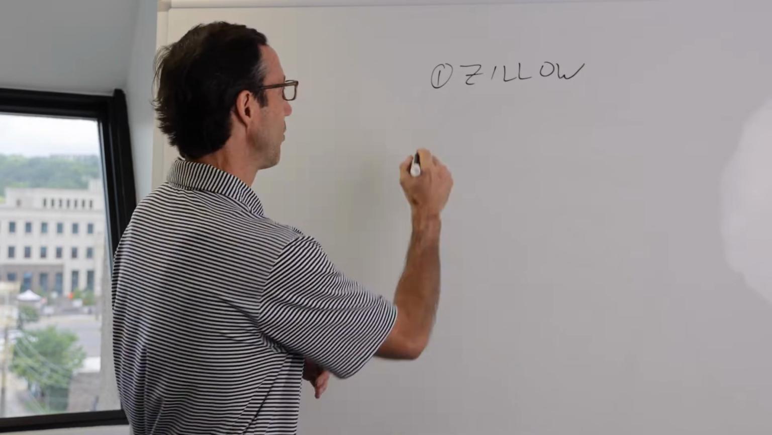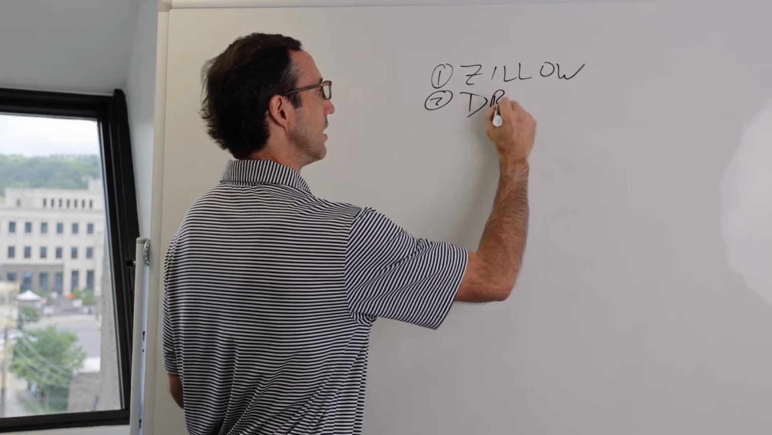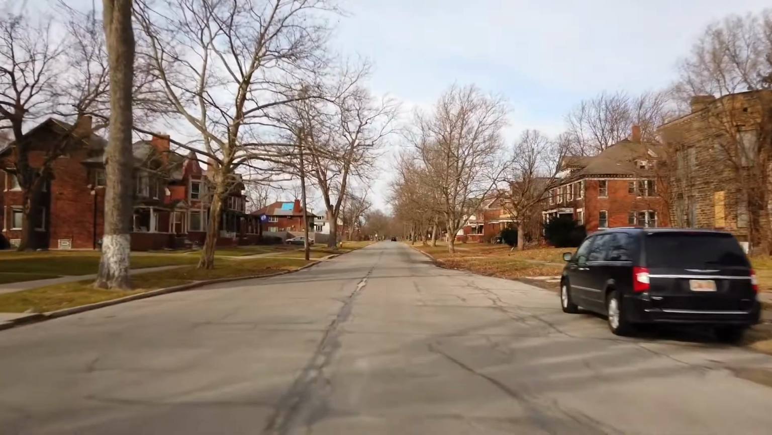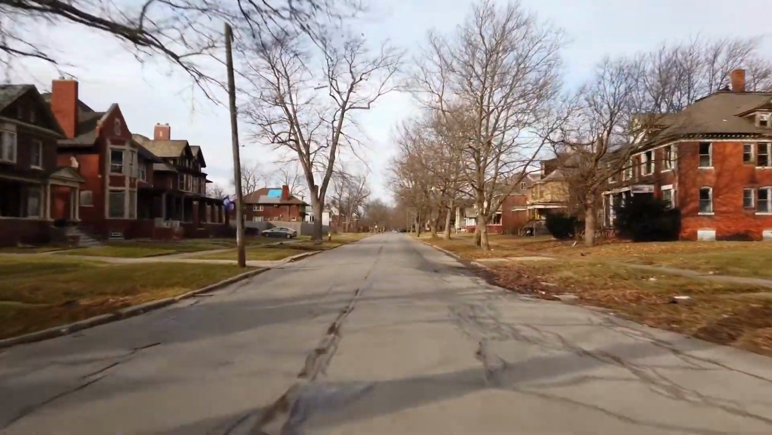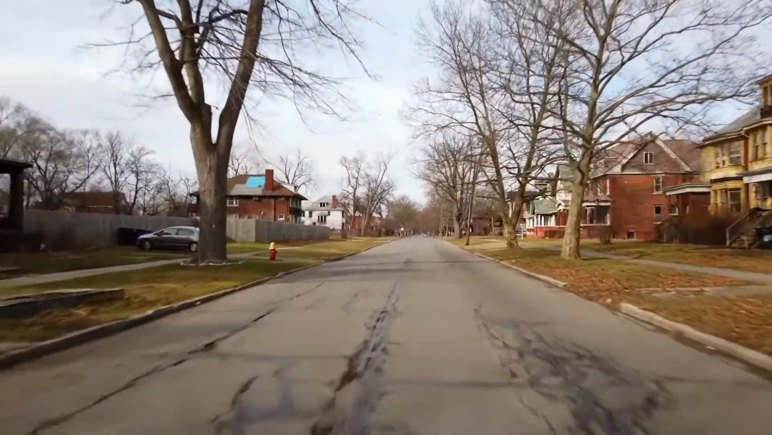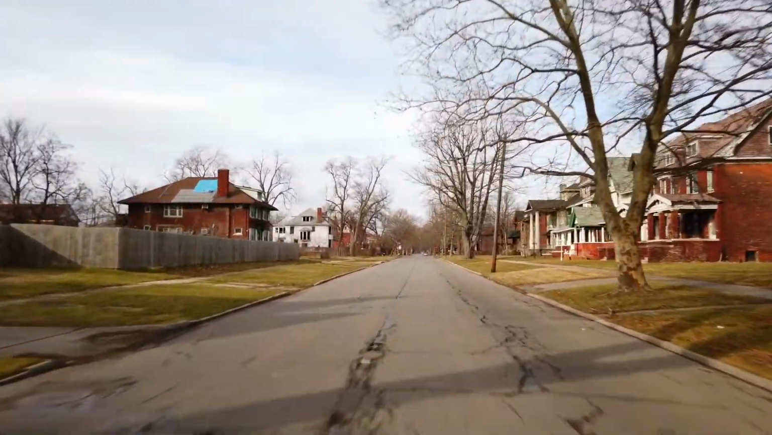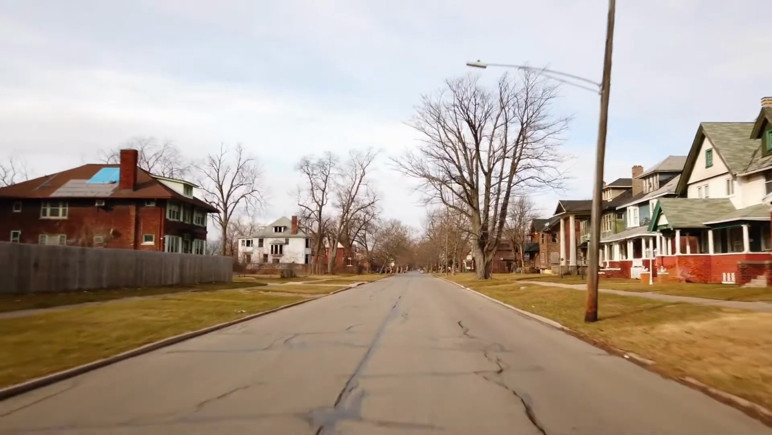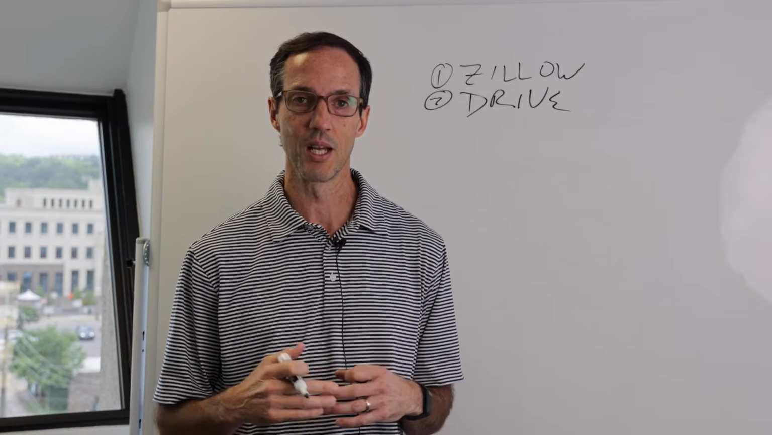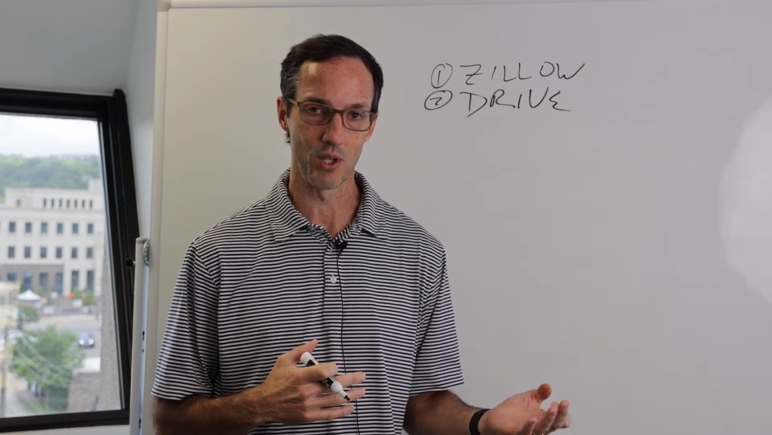The second thing is to drive the neighborhood. Drive your neighborhood and look for signs in yards, especially property management signs. These property managers probably have extensive experience renting properties in your market, so I would look and see, hey, are these houses for rent? Maybe you could call about them, or maybe you could look them up online.